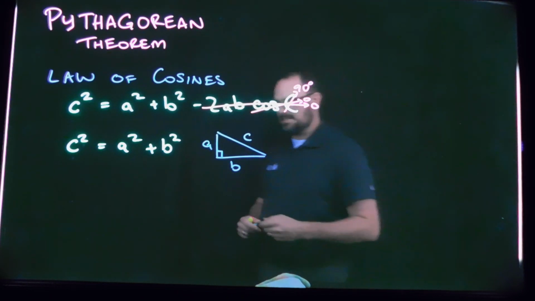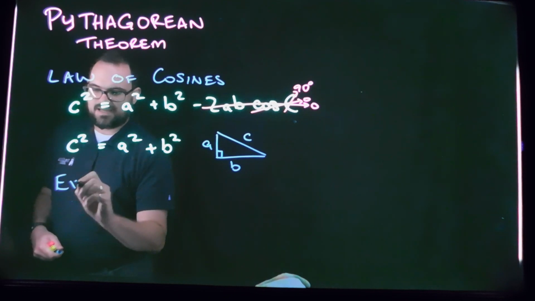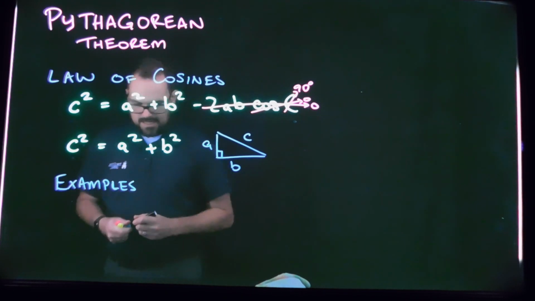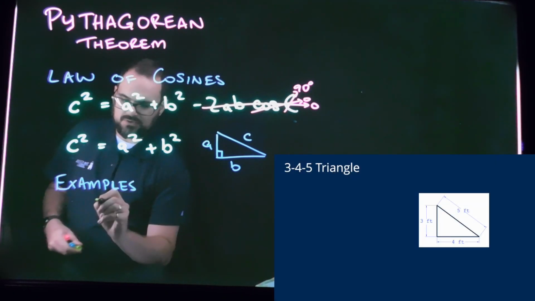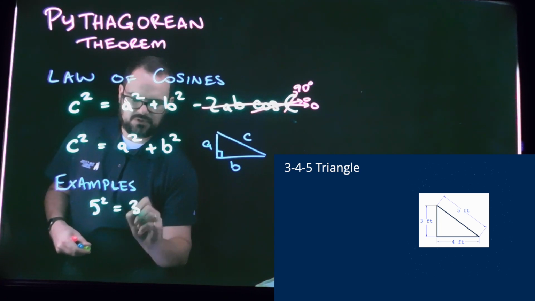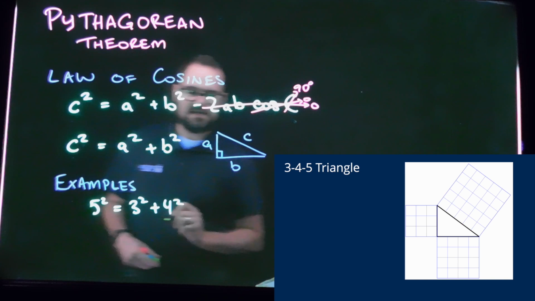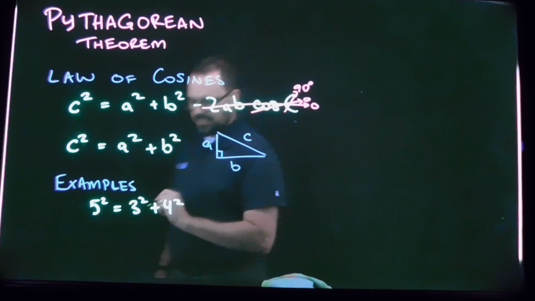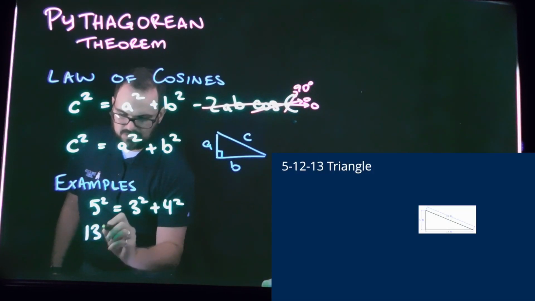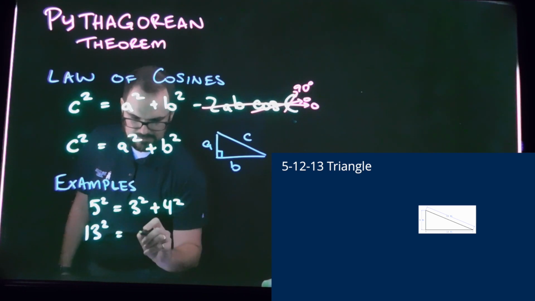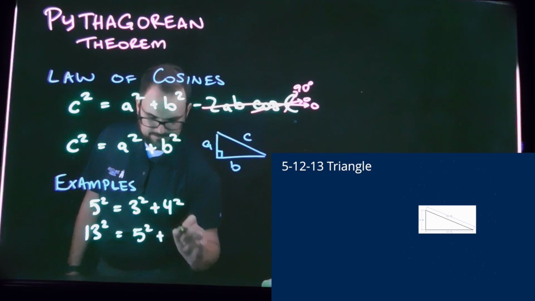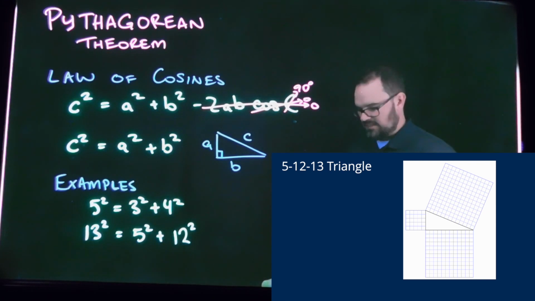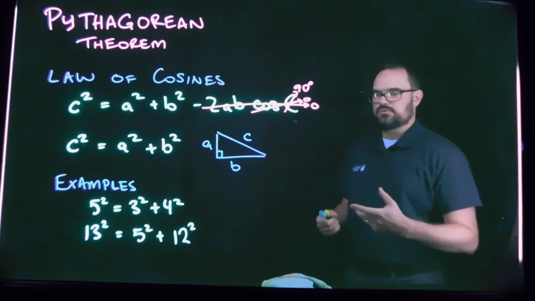Now we can look at a couple of common examples. For example, if we're thinking about the similar triangle, the 3, 4, 5 triangle, we will get, when we plug in those numbers, 5 squared is equal to 3 squared plus 4 squared. So 3 squared is 9, 4 squared is 16. Add them together and you get 25, which is what 5 squared is. We can also find another similar triangle, the 13, 12, 5, which does the same thing. And you can see those in these pictures on these slides, how those graphically work out.